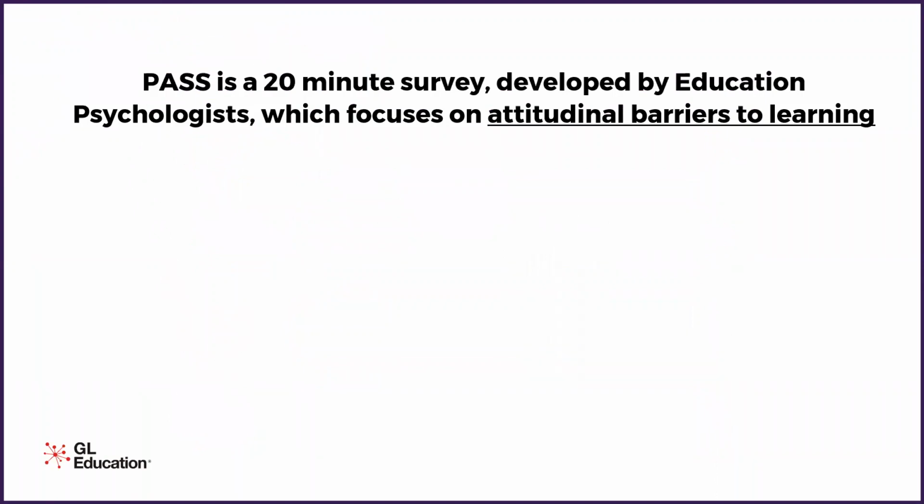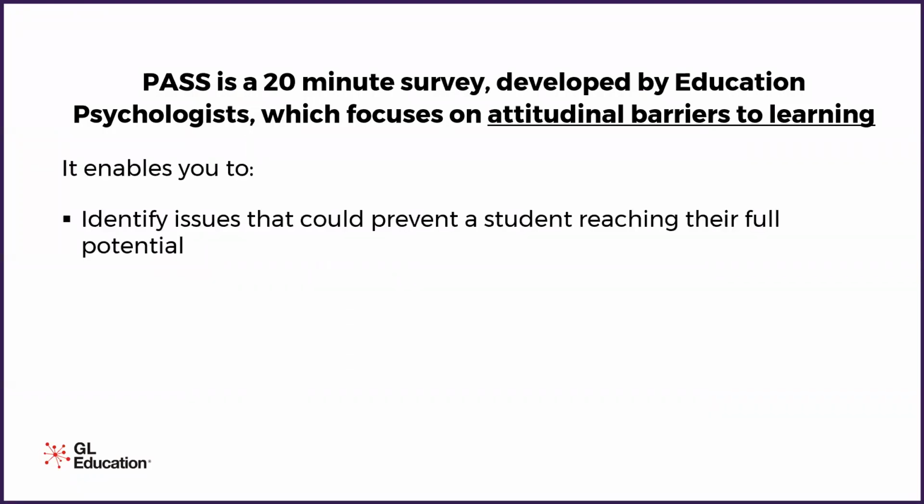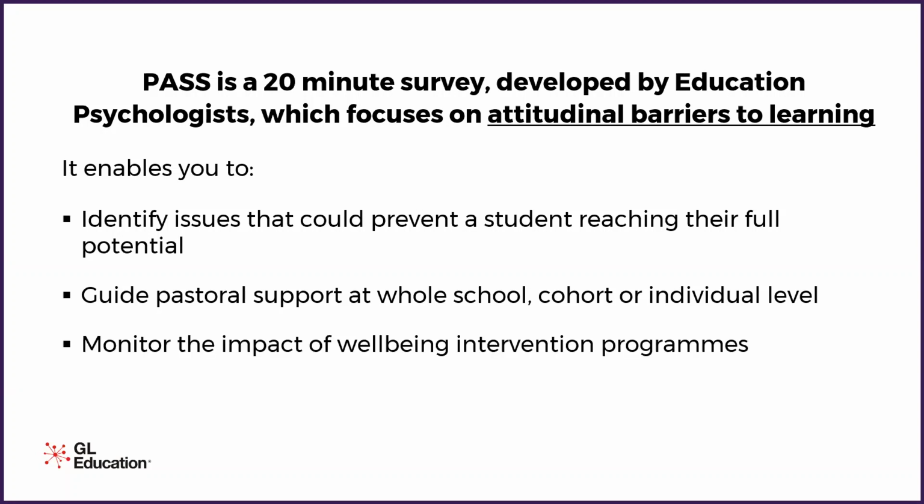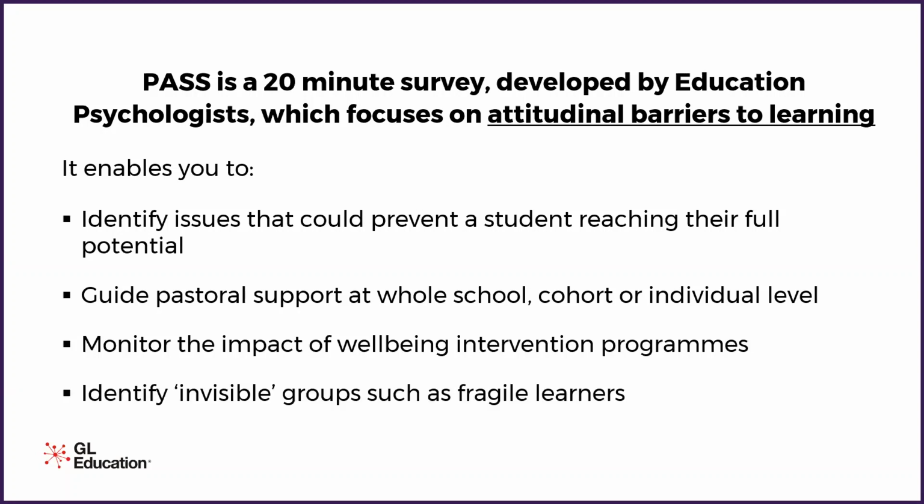So, what is Pupil Attitudes to Self and School? Well, PASS is a quick psychometric test. It is a well-being survey that provides a measure of students' attitudes towards their school context and towards themselves as learners that was developed by educational psychologists. It enables you to identify issues that could prevent a student reaching their full potential, guide pastoral support at whole school, cohort or individual level, monitor the impact of wellbeing intervention programs, and identify invisible groups, such as fragile learners.